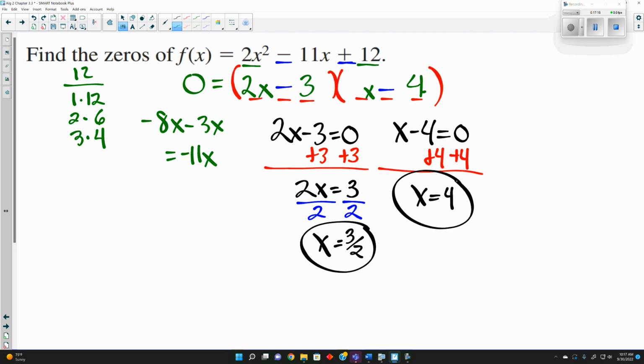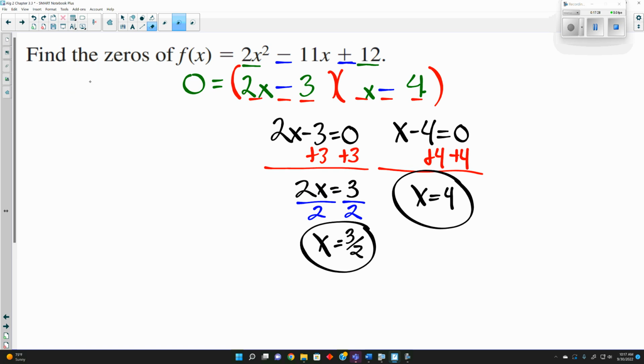And again, if you feel like the answer is something that doesn't look like it came out right, plug it back in. Plug it back into the function and see, does it indeed give us 0? So we could say 3/2. We can say 2 times 3/2 squared minus 11 times 3/2 plus 12. And we can see if this does give us 0. We don't have to work it out by hand. We could plug this into the calculator and let it do it for us.